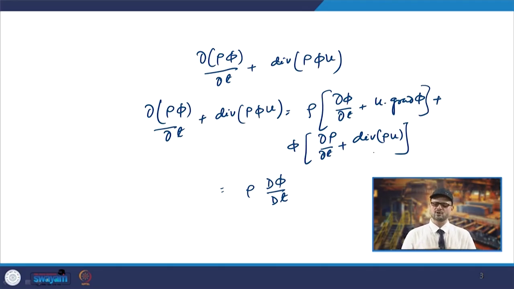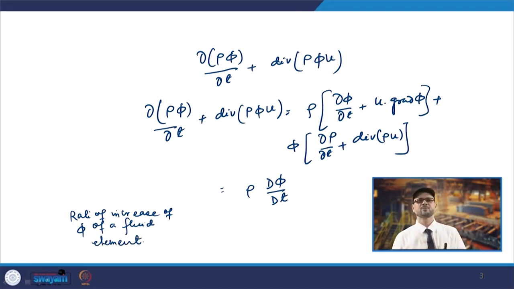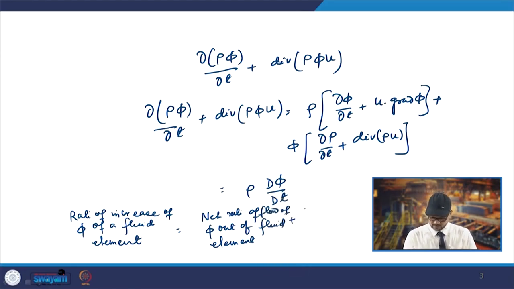So what is coming out of this expression is that the rate of increase of any property phi of a fluid element, that is your d phi by dt, the substantial derivative, will be the net rate of flow of phi out of the fluid element plus the rate of increase of phi for a fluid particle.